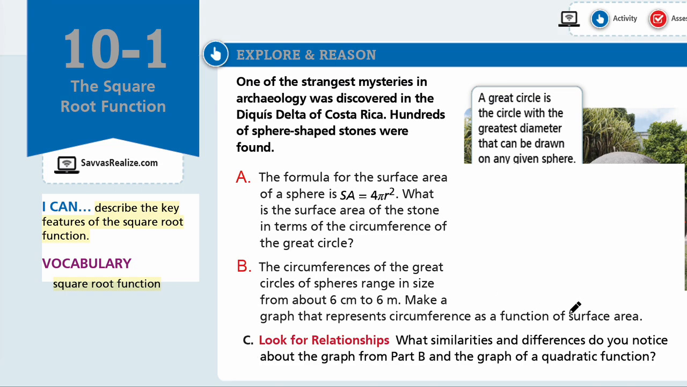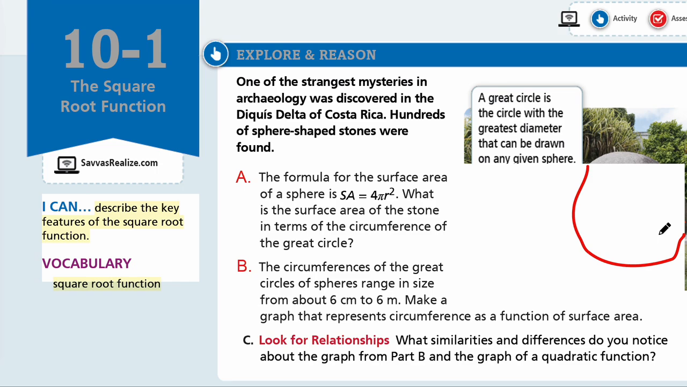One of the strangest mysteries in archaeology was discovered in the Diquís Delta of Costa Rica. Hundreds of sphere-shaped stones were found. The picture is a little bit cut off, but there is a big sphere over here. It's in your textbook. So you should have a big sphere. And then, a great circle is the circle with the greatest diameter that can be drawn on any given sphere.